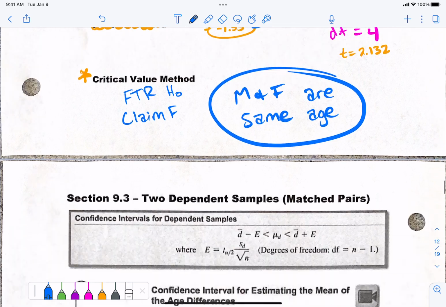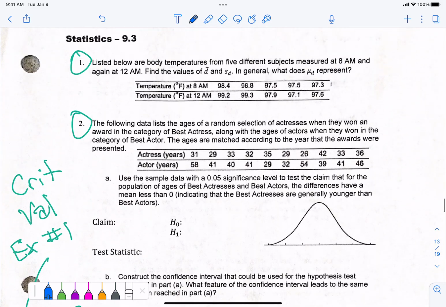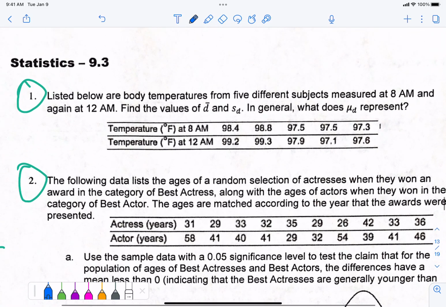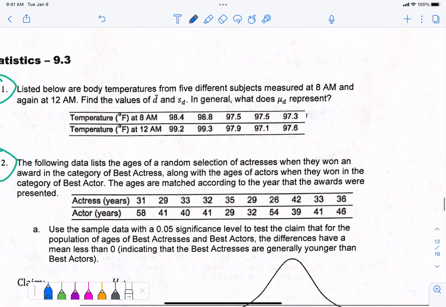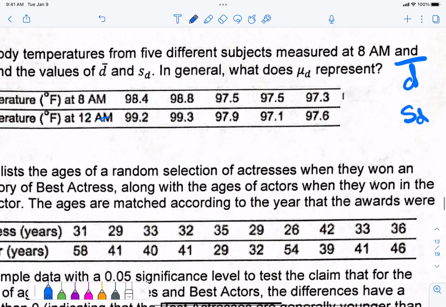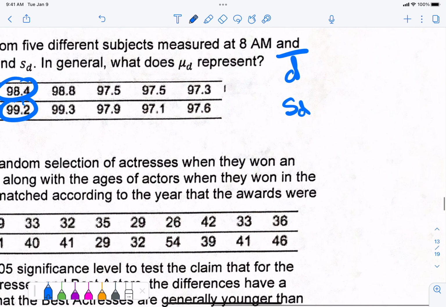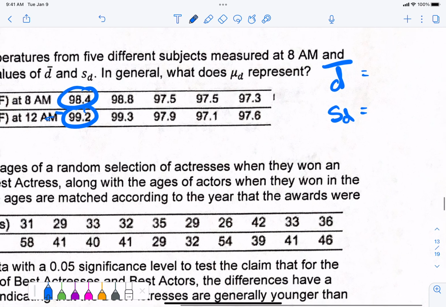So the deal here is number 1. If you're looking through number 1, all you have to do is find D bar and find SD. So you're going to subtract the differences. How do you know which way you're subtracting? The one on top minus the bottom one. You're just going top to bottom, subtracting them. Then you're finding the average and the standard deviation of those. You might have to put them in a Google Sheet. Then make sure you answer the question.